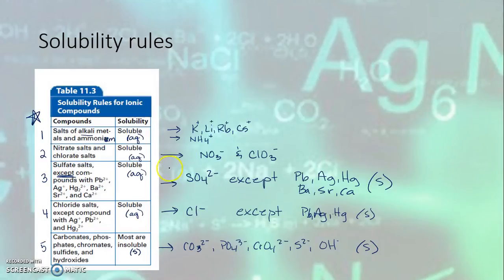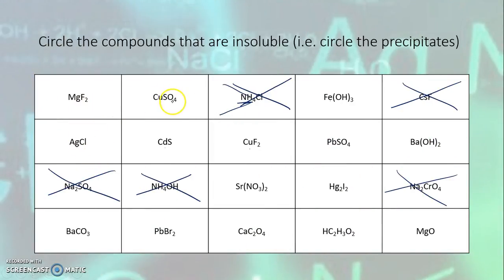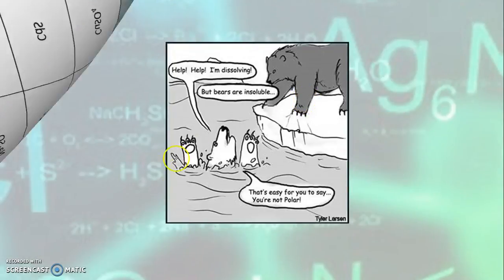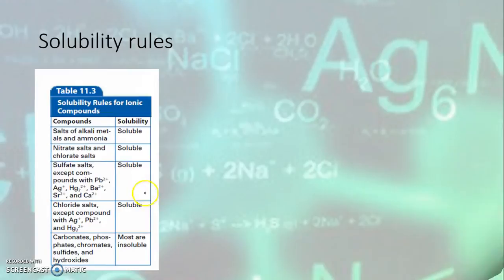All right, next rule, nitrate salts and chlorate salts. So we go back. Anything that has nitrate or chlorate. This is chloride, not chlorate. Okay, nitrates or chlorates. Do we have any? Yep, there's a nitrate. Okay, there we go. Now we go next.